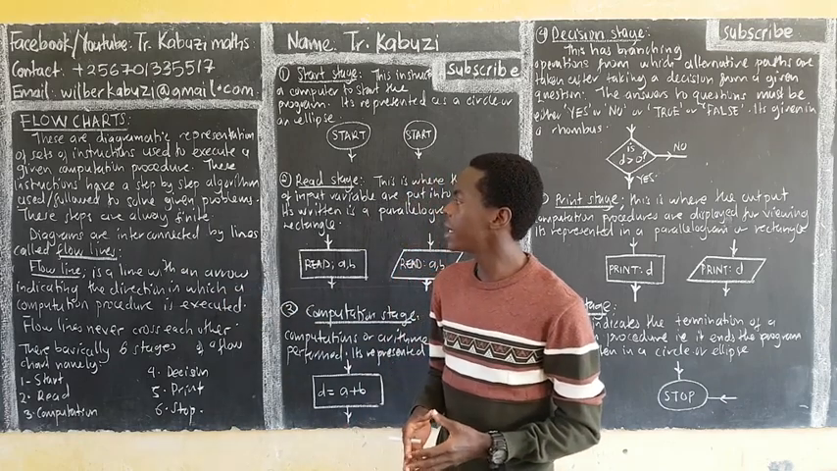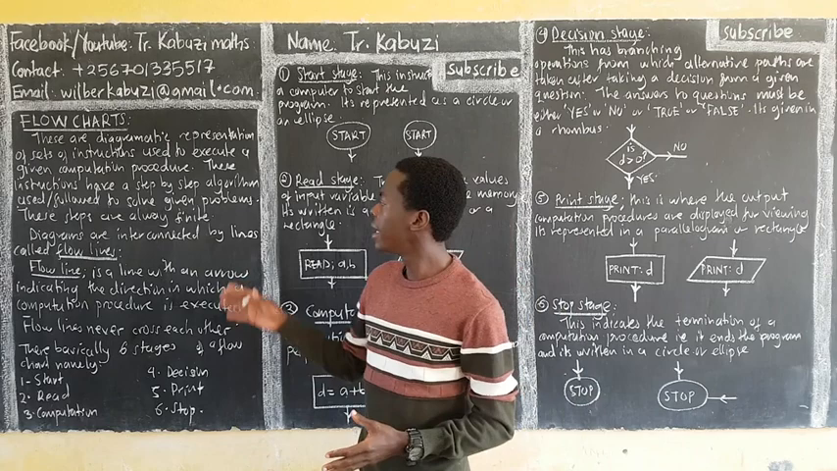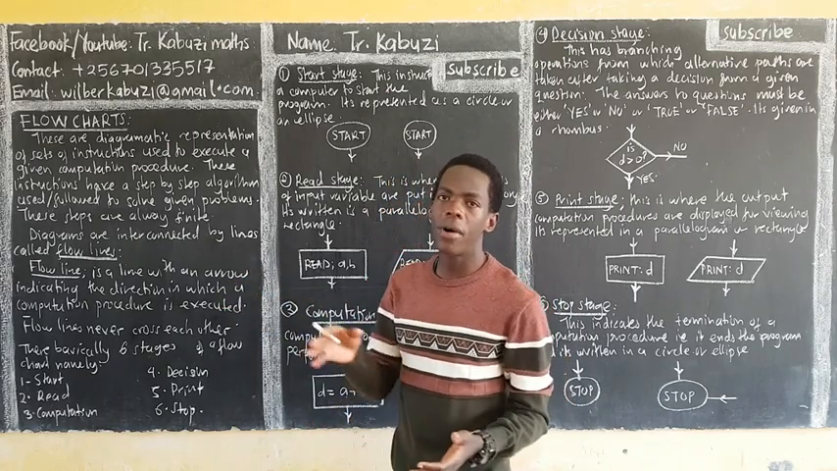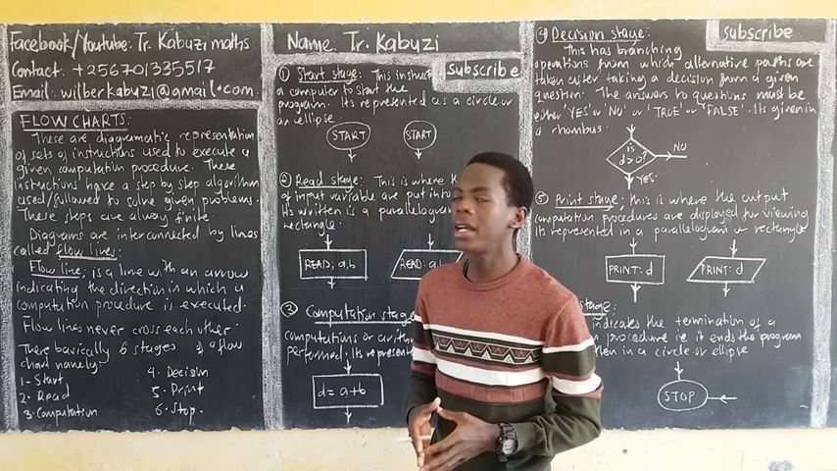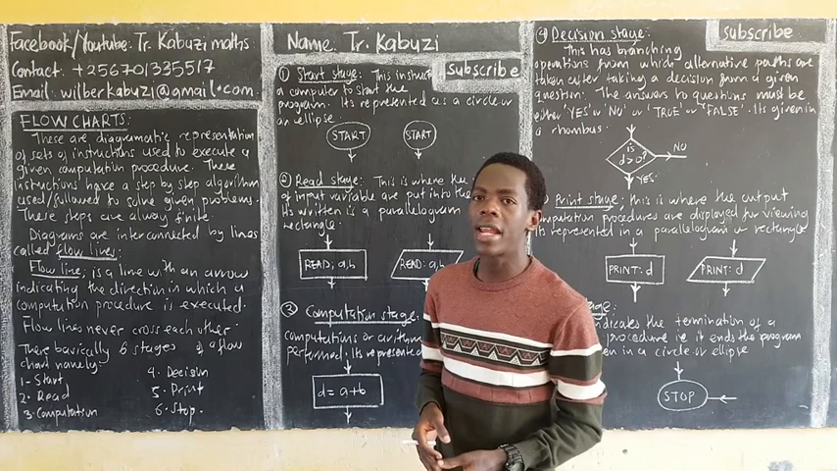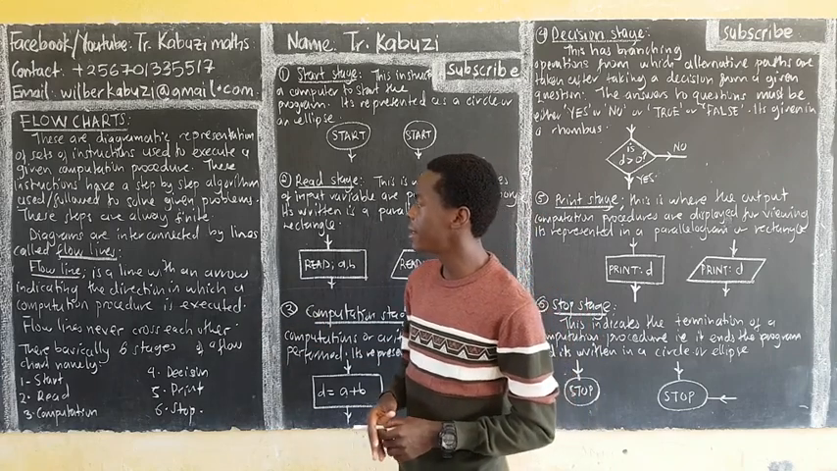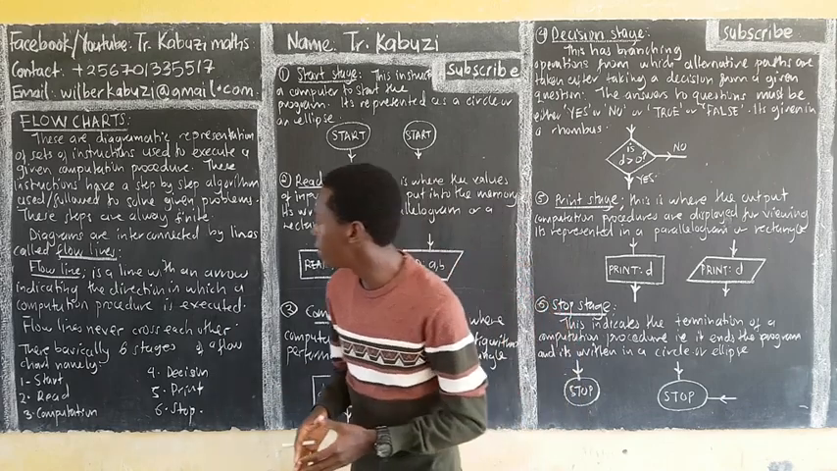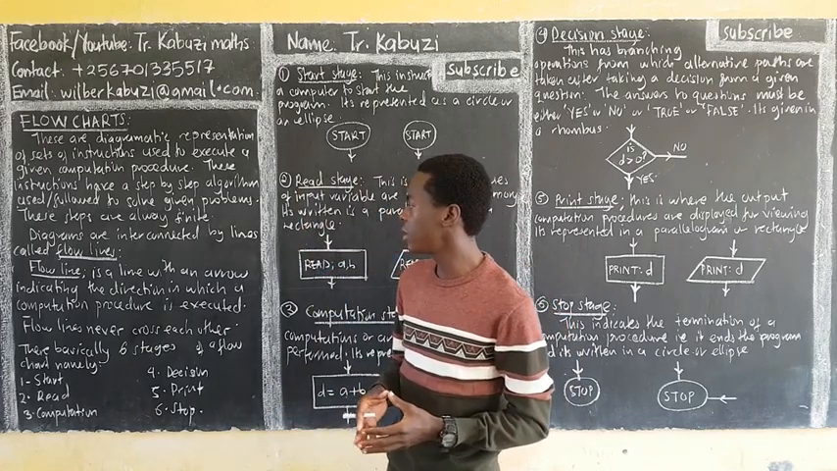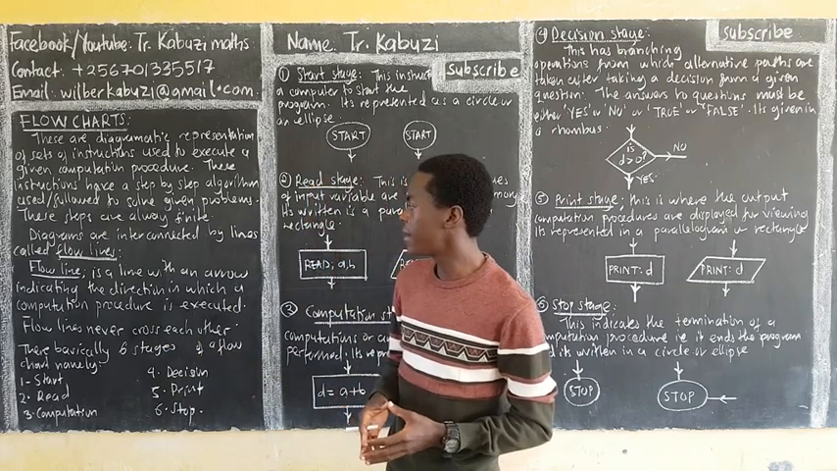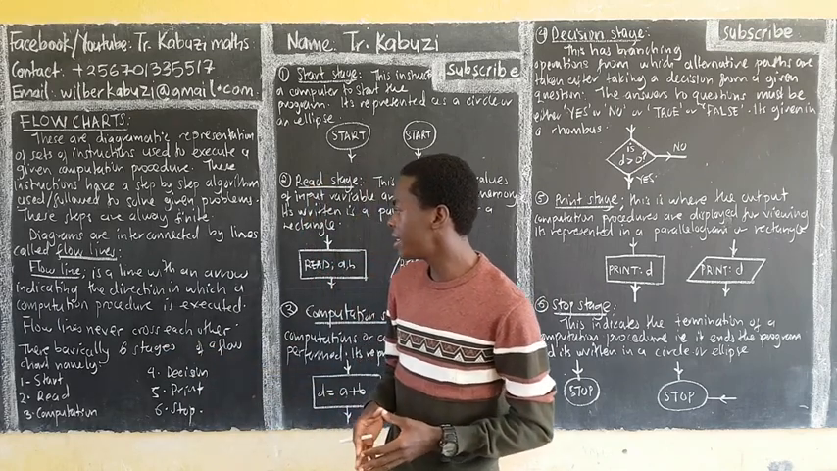Diagrams are interconnected by lines called flow lines. So from one diagram to another, in our study, we are going to say they have lines linking one to another. Those are called the flow lines. These are lines with an arrow, indicating the direction in which a computation procedure is executed. Flow lines never cross each other.